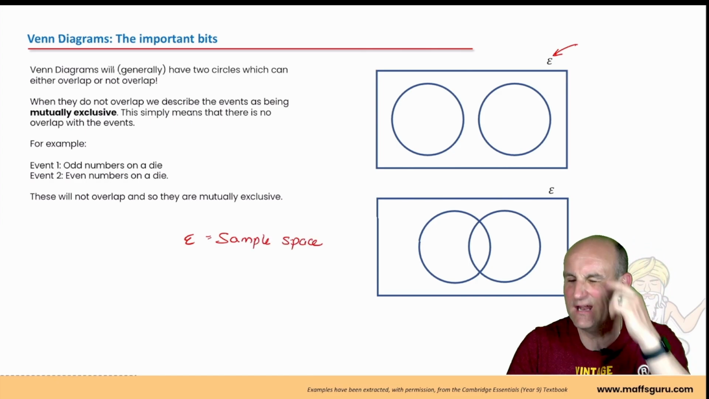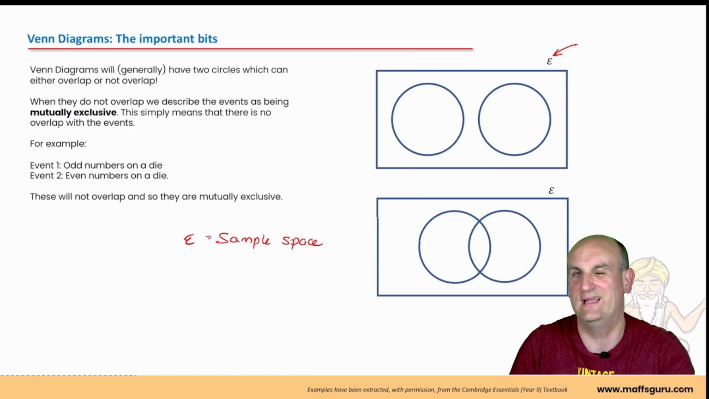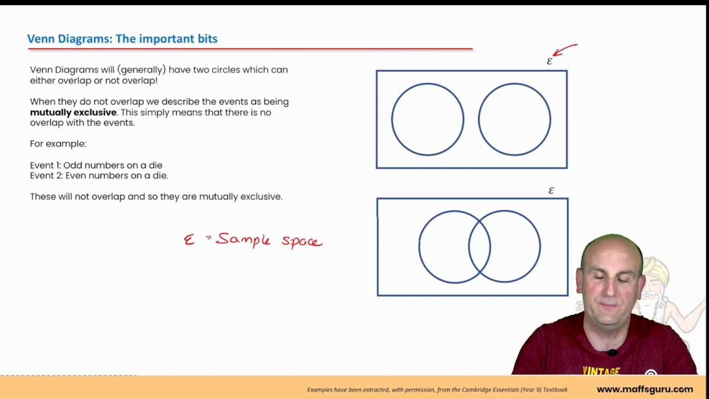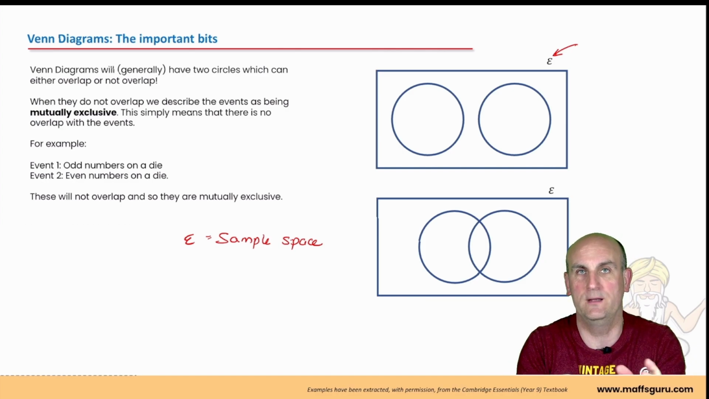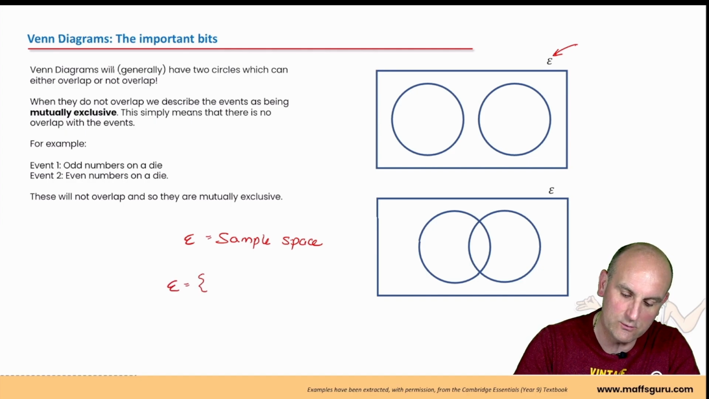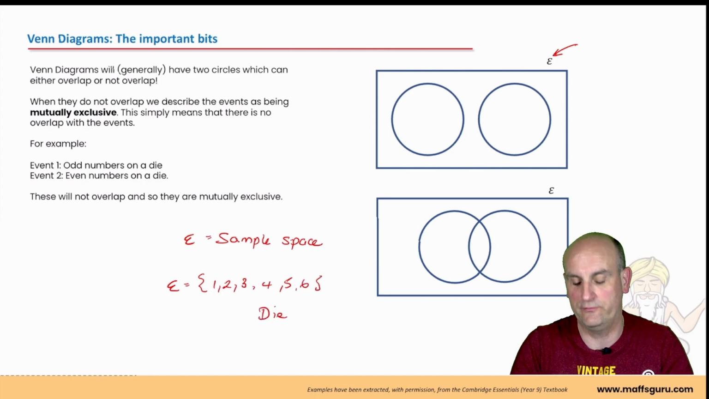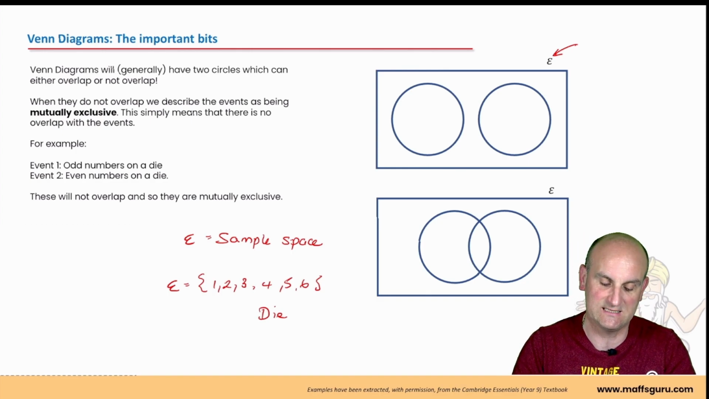Now again, I'm getting a bit old in the tooth, and I can't quite remember whether we did that in the last lesson or it's coming up. But the sample space is basically all of the numbers, events, or outcomes from a particular experiment. So for example, if epsilon equals curly brackets 1, 2, 3, 4, 5, and 6, that would be the outcomes of a die, the numbers that were possible from a die. Yeah, 1, 2, 3, 4, 5, and 6.